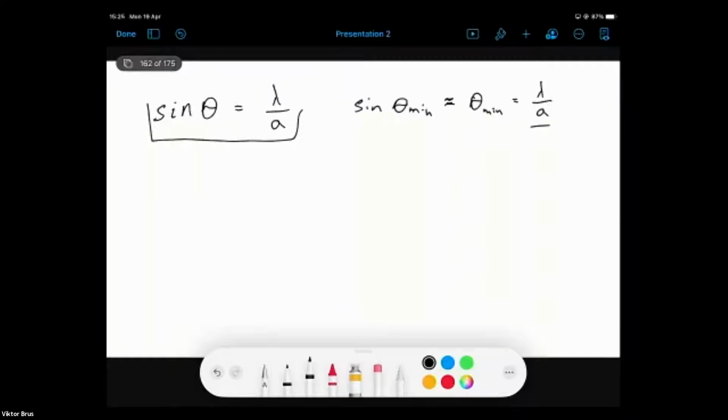So since we deal more with circular apertures because of telescopes and other optical instruments, it is possible to do the calculations. There is actually the same equation, which of course deals not with the width of the slit, but with the diameter of the circular aperture. And there is some numerical coefficient. So this minimum angular resolution for a circular aperture is given as 1.22 times lambda divided by d, where d is the diameter of the circular aperture.